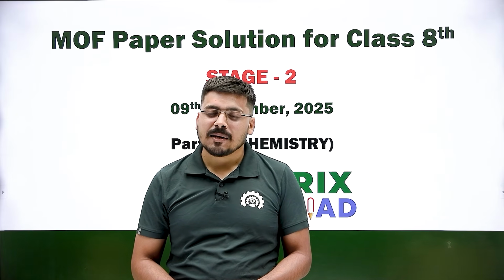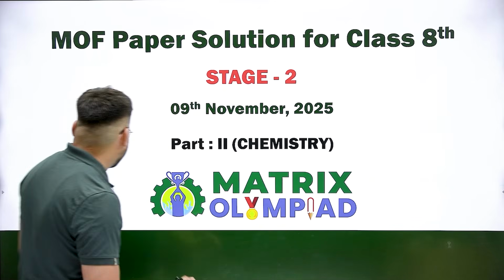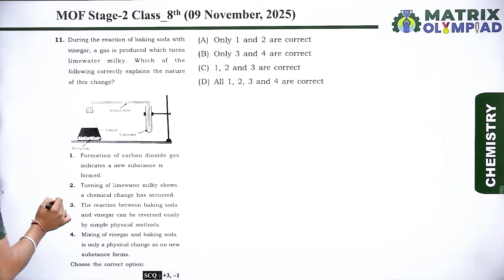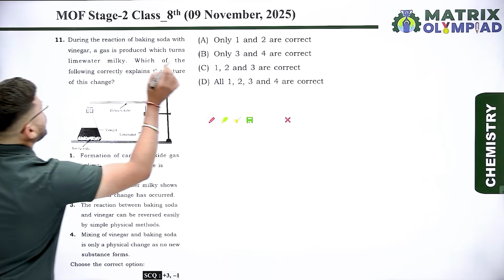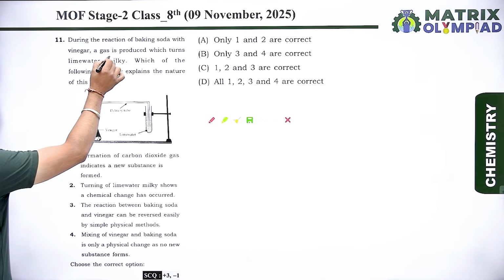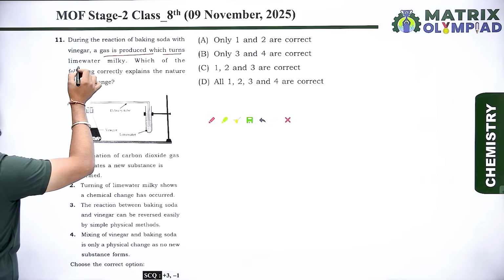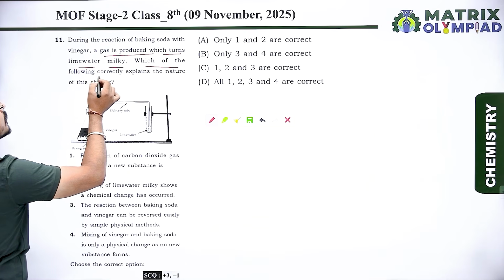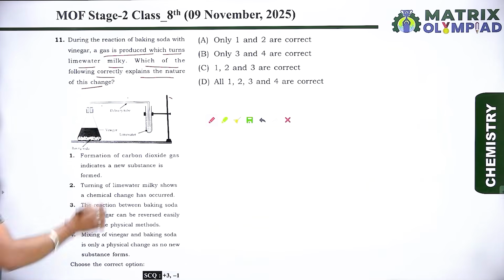Here we will discuss the chemistry paper. Let's start the chemistry paper. The question number 11 is, during the reaction of baking soda with vinegar, a gas is produced which turns lime water milky. Which of the following correctly explains the nature of change?